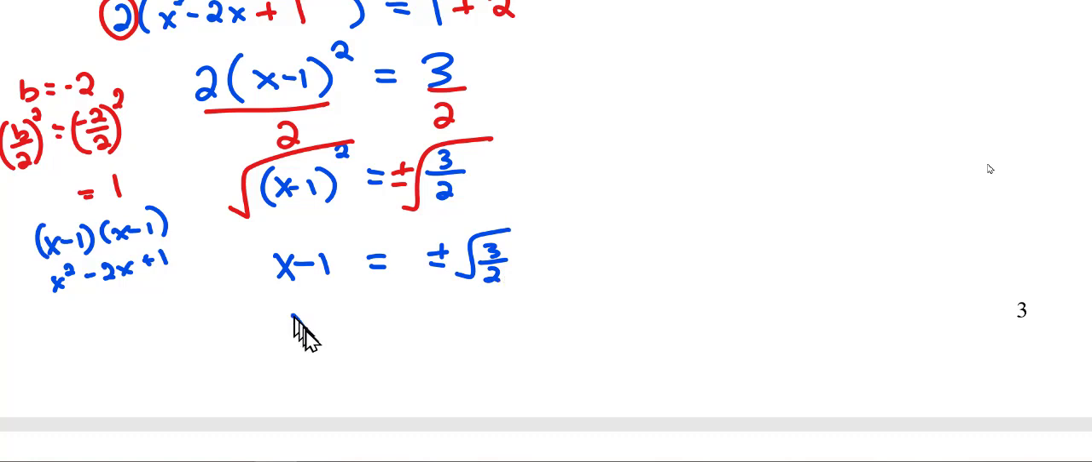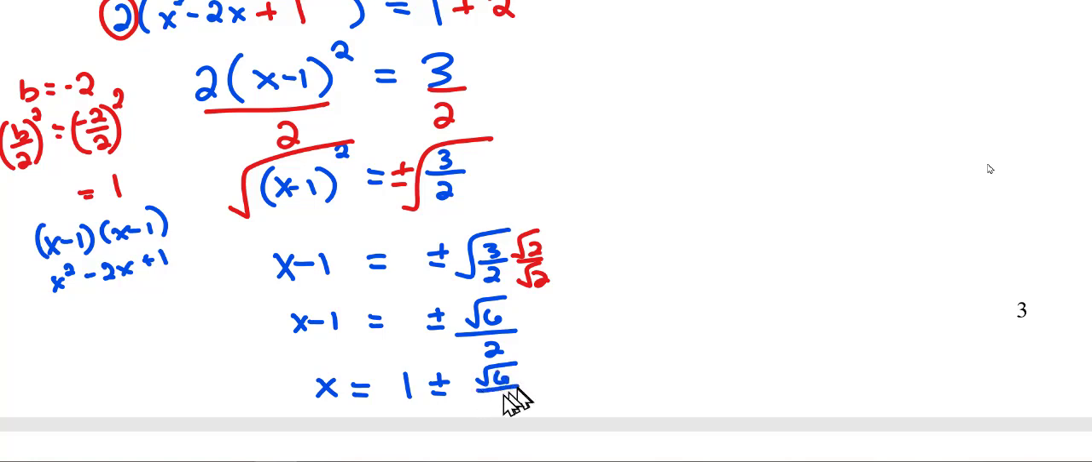If you wanted to rationalize that, you can. That would be plus or minus the square root of 6 over 2. And that just comes from multiplying by root 2 over root 2, a fun form of 1. So we get root 6 over 2. And then add 1 to both sides. X equals 1 plus or minus the square root of 6 over 2. You also might see that as 2 plus or minus root 6 all over 2 if you get a common denominator between the 1 and the root 6 over 2.